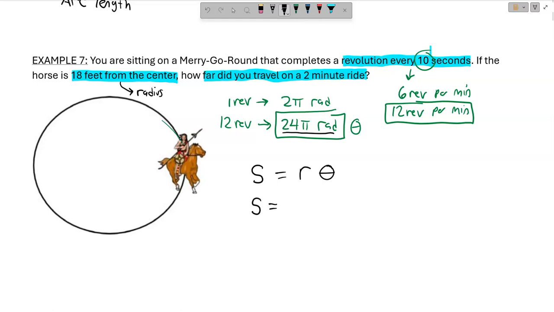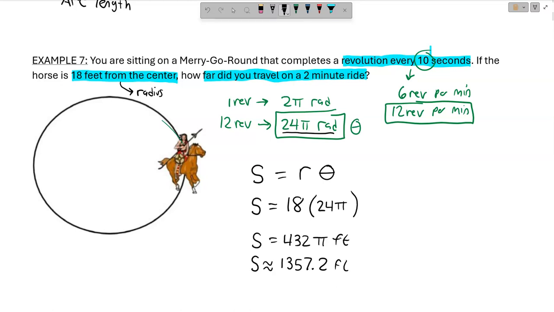So to get that arc length, we'll put our radius as 18. Our radian measure is going to actually be 24 pi this time. And so all we have to do is multiply 18 by 24, and we're going to get an answer of 432 pi. This is feet as it's measured. If you wanted to get an approximation for this, all we would have to do is multiply that by pi, and we would get about 1,357.2 feet.